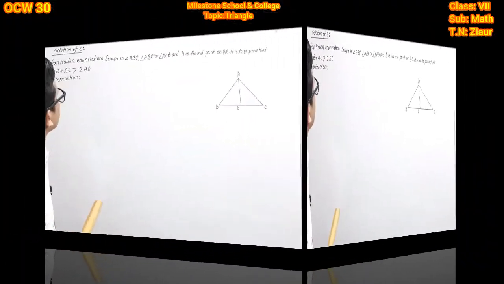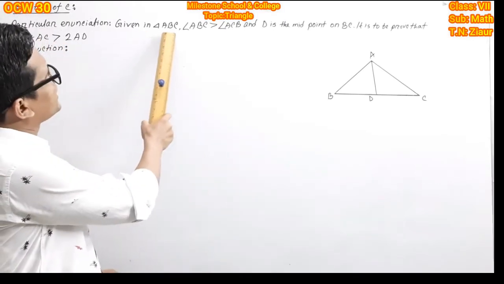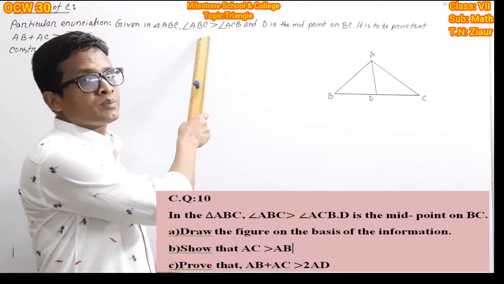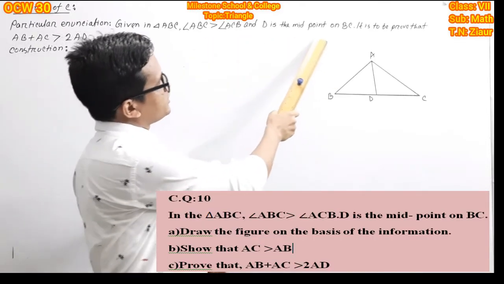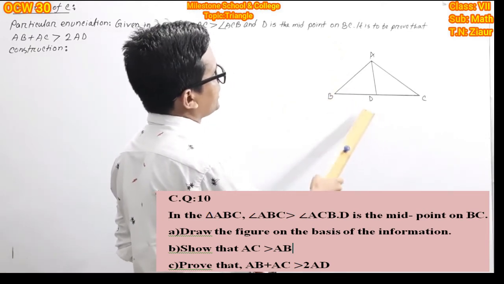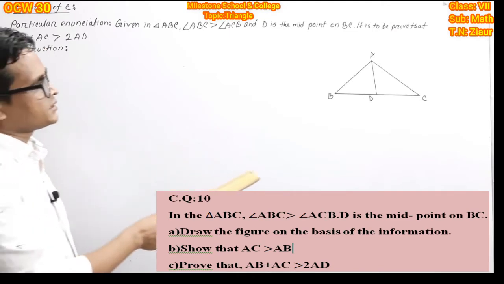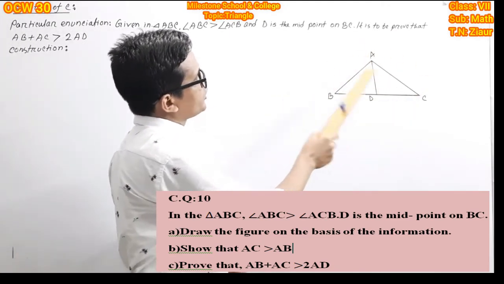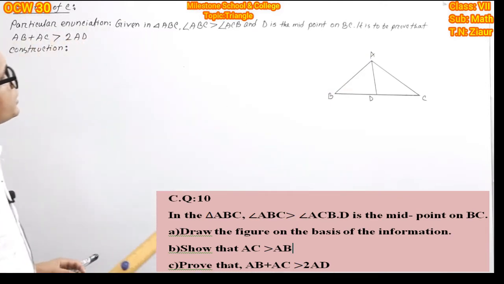Solution of C number, already I have written the particular enunciation. So given in triangle ABC, angle ABC is greater than angle ACB, and D is a midpoint on BC, and we have to prove that AB plus AC is equal to 2AD. That means the length of 2 times AD. Okay, so that one you have to prove.